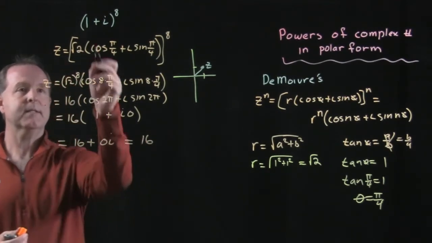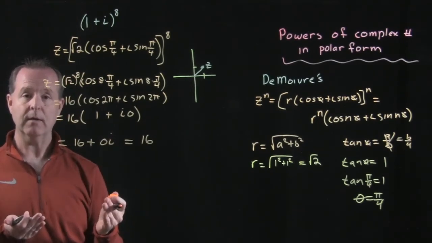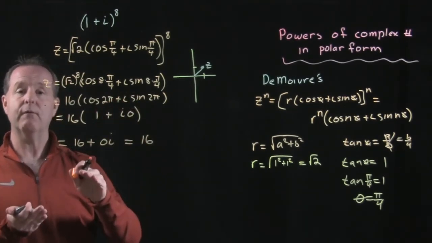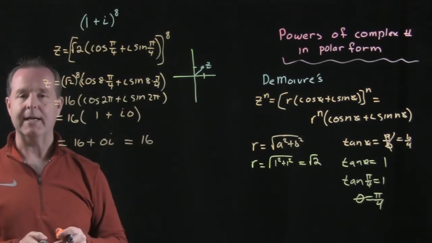So what happens when we raise that complex number, 1 plus i, to the 8th power? We had to convert it over to polar form in order to use DeMoivre's theorem, and the result becomes 16.